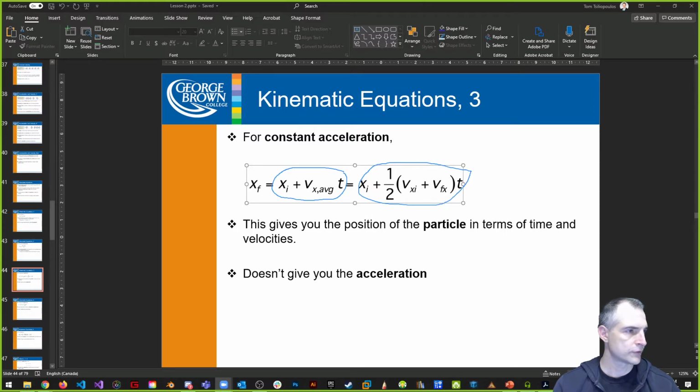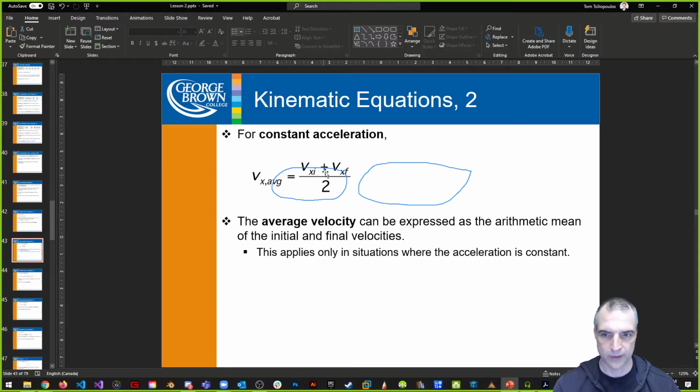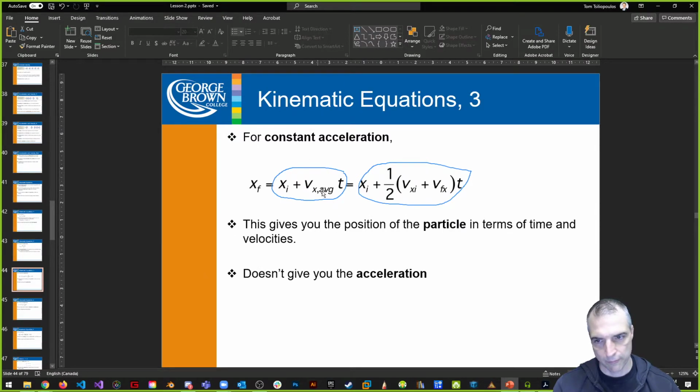Sorry, I just want to stop annotating. The velocity average we had before, if I go back up a slide, is this. Right? So we're taking this and substituting into this part right here, and that's why we're getting this. We're just rearranging the equation. So we can say that final position is equal to initial position plus 1/2 of the initial velocity plus the final velocity times time. Okay?